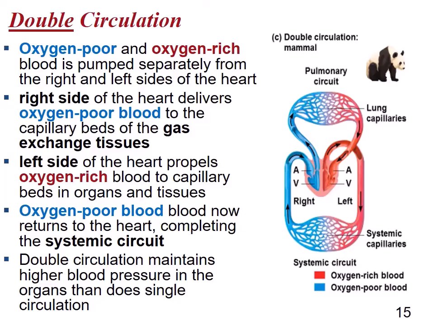The right side of the heart delivers oxygen-poor blood to the capillary beds of the gas exchange tissues, and then the left side of the heart propels the oxygen-rich blood to the capillary beds in organs and tissues. And then the oxygen-poor blood is now going to return to the heart and complete the systemic circuit. So double circulation can maintain higher blood pressure in the organs than a single circulation would.